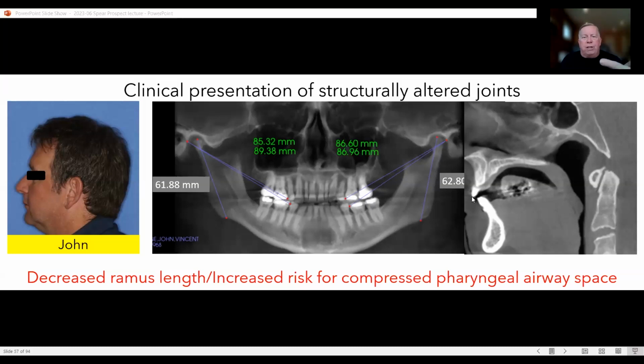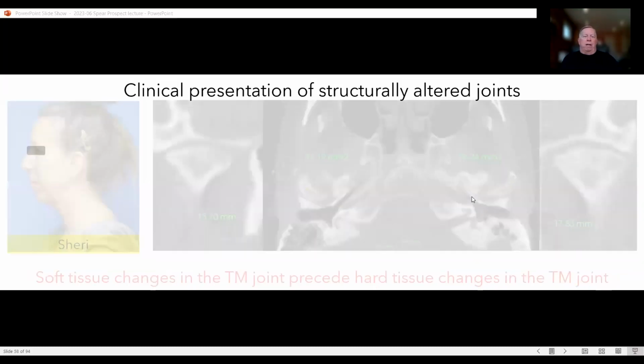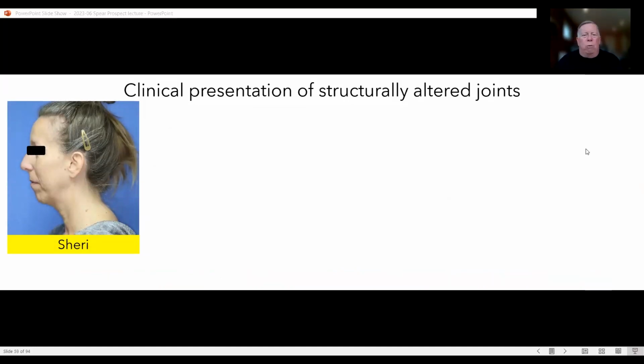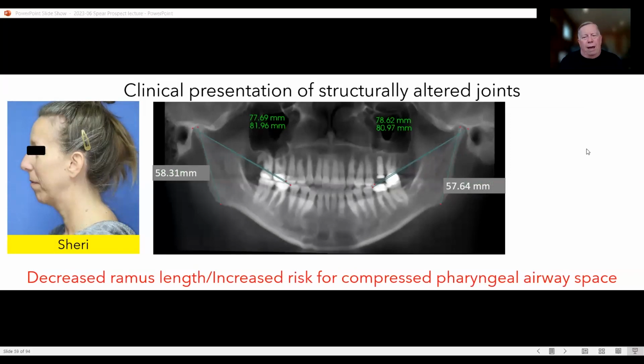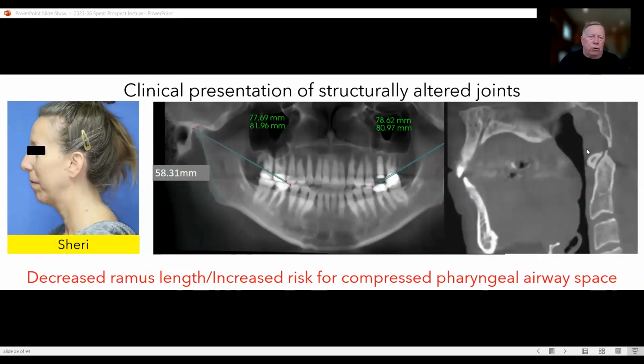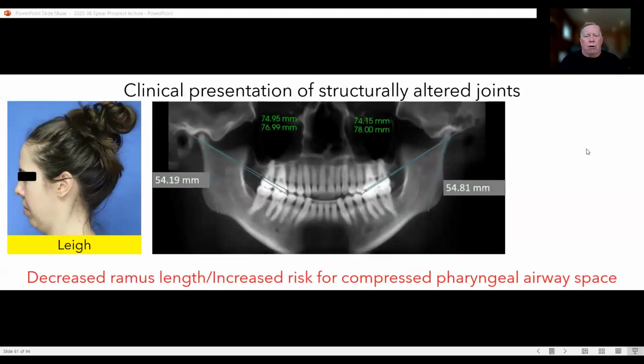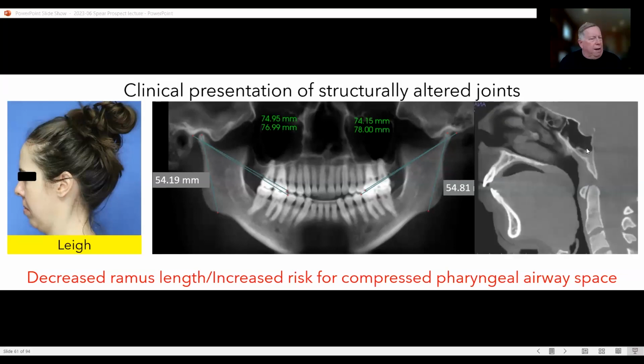It all starts to fit together when we start to look at vertical dimension at the joint level. We look at Sherry again, pretty unstable bone as well. Again, short ramus lengths, compressed pharyngeal airway space. And lastly, Leah. Leah's really retrognathic, so again, I'm suspecting a shorter ramus length. She's 54 and almost 55. And again, really tight airway spaces.